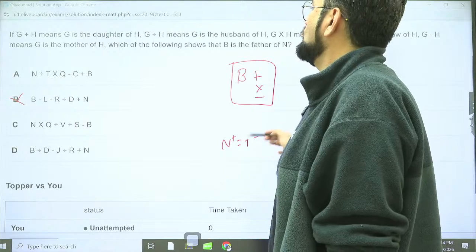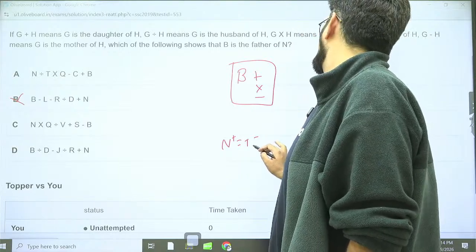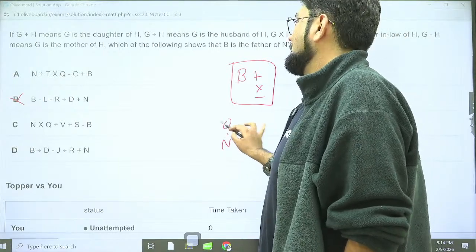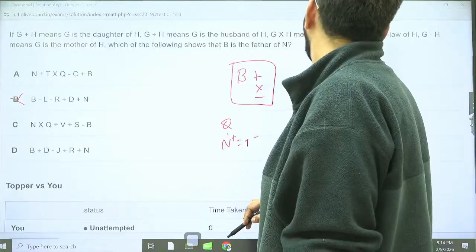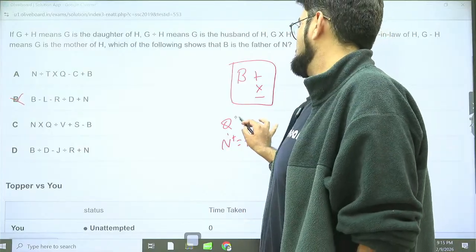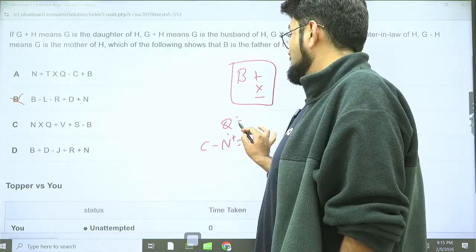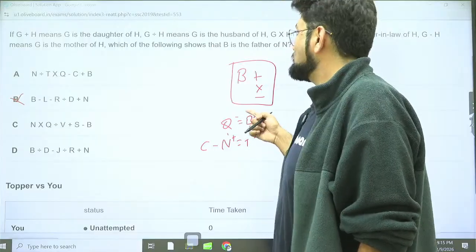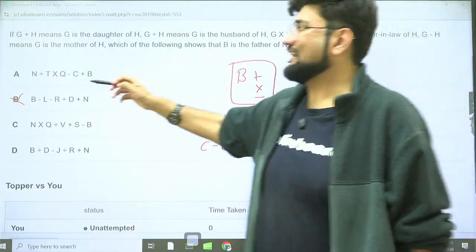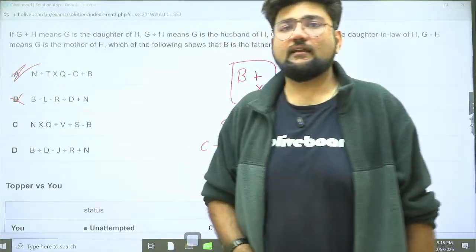T into Q, T is the daughter of Q, daughter-in-law of Q. Q minus C, Q is the mother of C, and C plus B, C is the daughter of B. So B has to be the father here, and this shows that B is the father of N. So luckily we got option A as the correct answer.